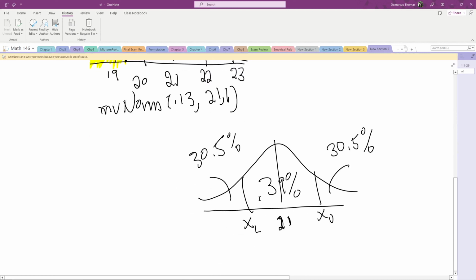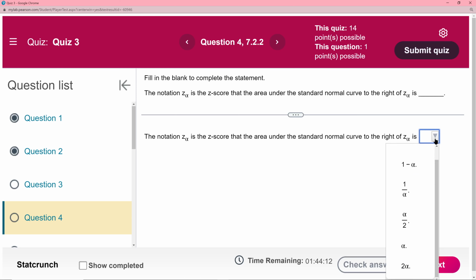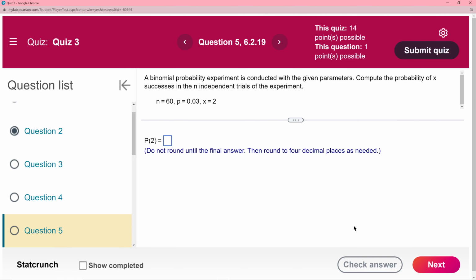So we had 39% was the innermost 39. The alpha would have been 61. And so little alpha, Z sub alpha represents the critical value, one of these. So you'd have to divide the 61 by 2. Let's see here. It's a pretty good question, I guess.